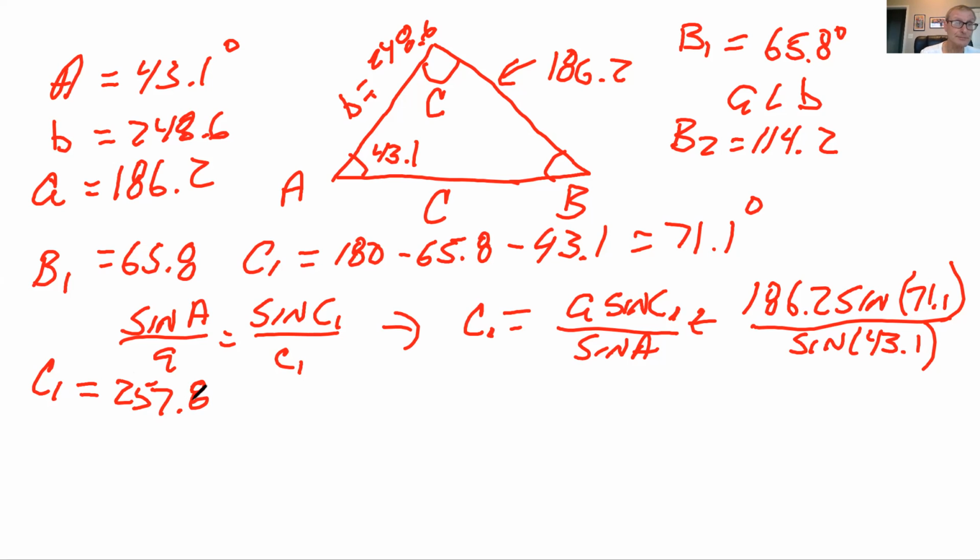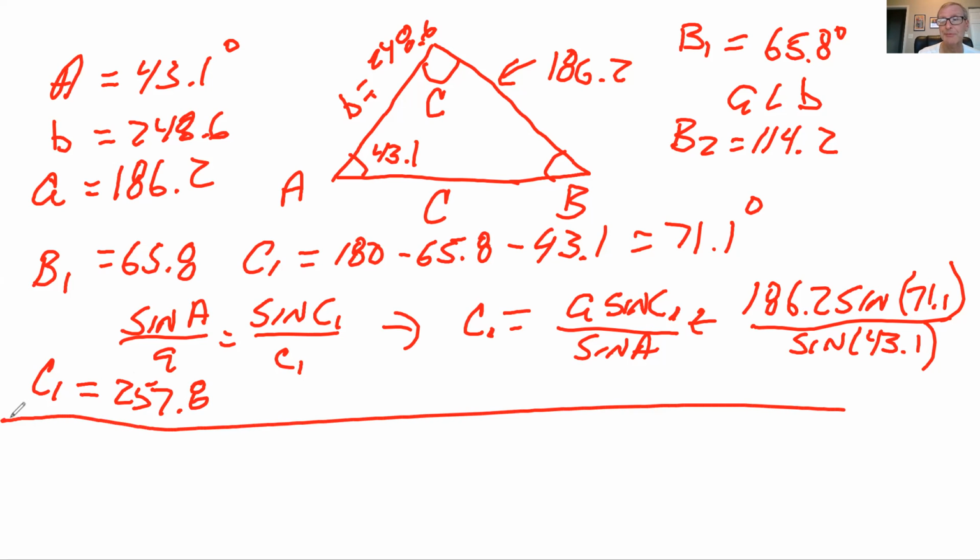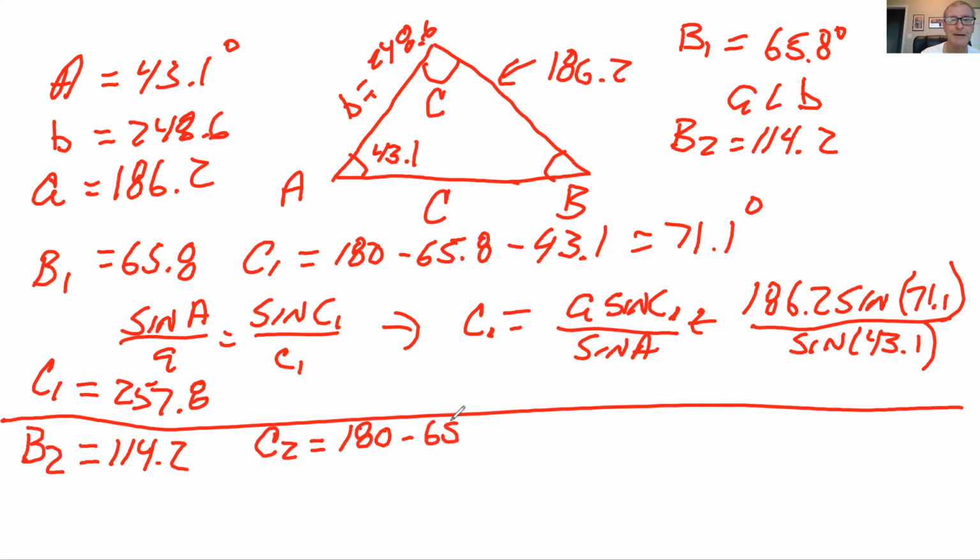Okay, so option 2. Option 2 would be, we set B2 equal to that angle in the second quadrant. So you walk through the same thing. The possibility of C2 is 180 minus 65.8, minus A, which is 41.1. Oops, wrong C. The new C, C2, which is 114.2 minus A, which is 41.1. And if you did that calculation, you see that's a lot smaller, 22.7 degrees.